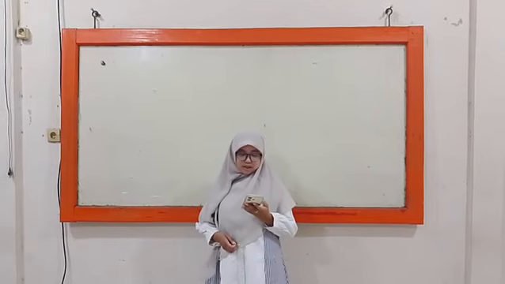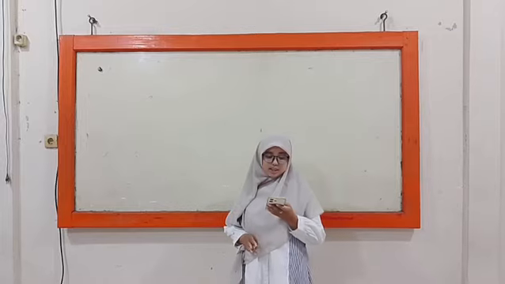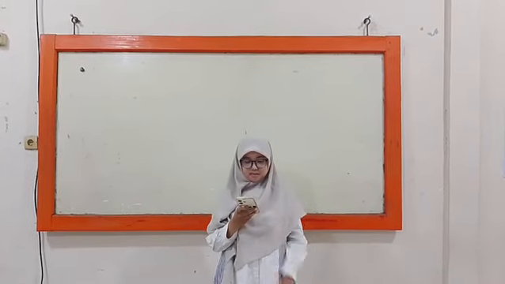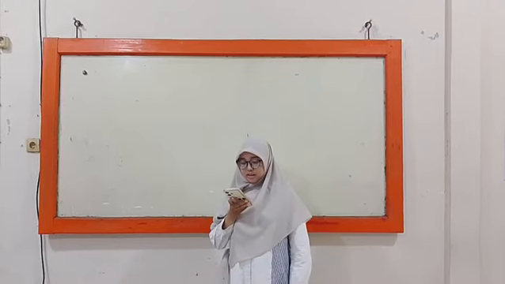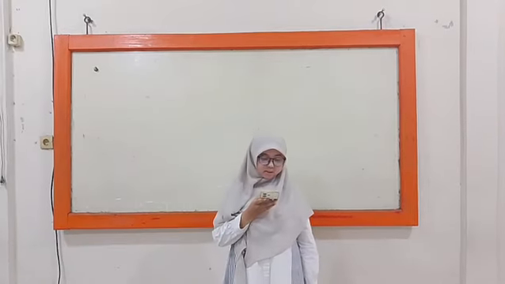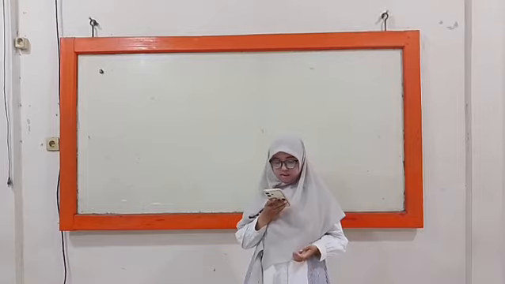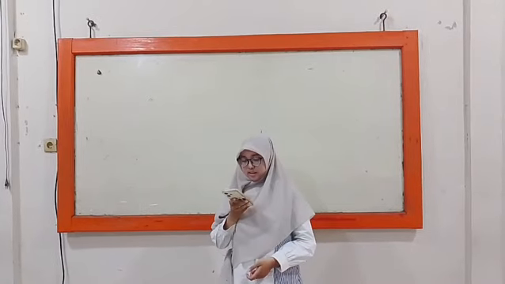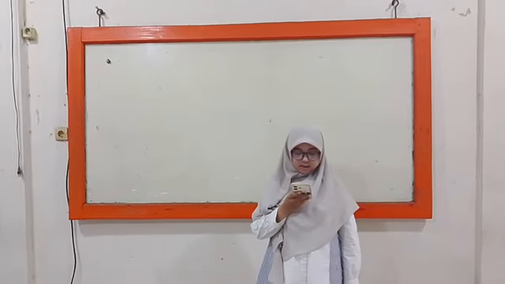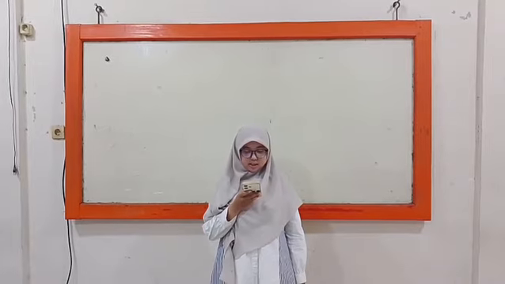Okay, we go to the explanation about SQ3R. The first step is survey. The purpose is to get an overview of the text and understand the main topics. How to do it? Skim the material, paying attention to headings, subheadings, bullets, diagrams, and any summaries at the beginning or end of the chapter.